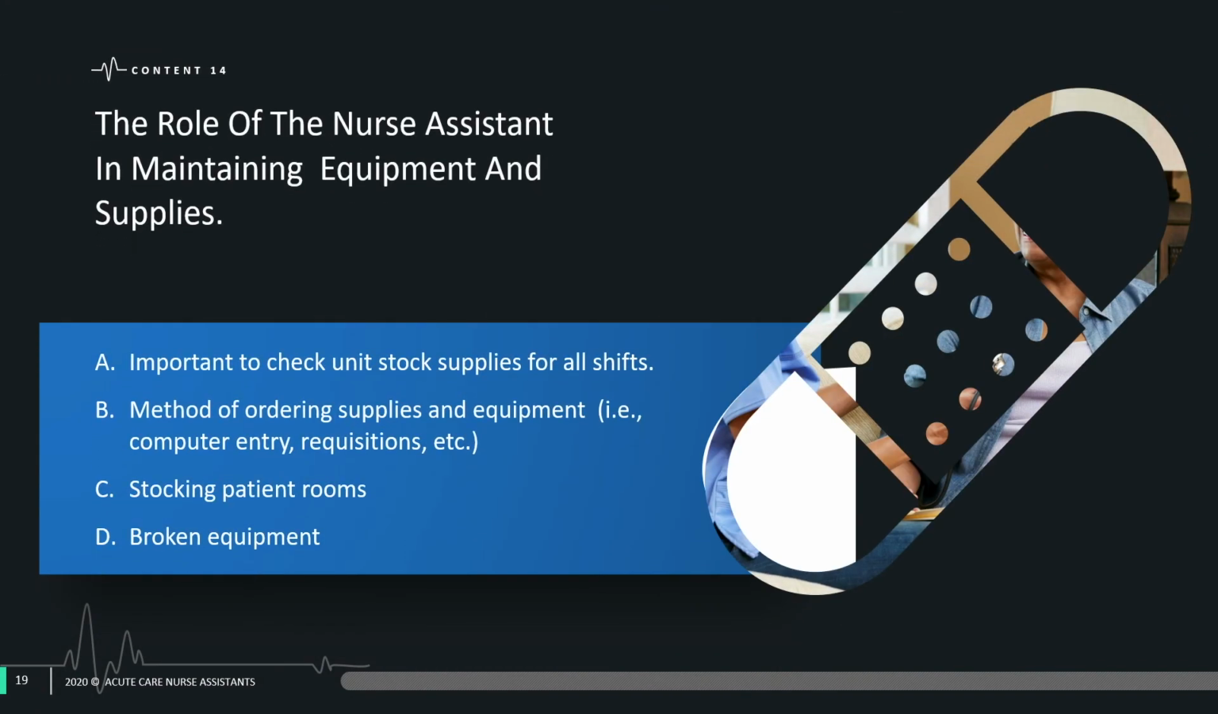Content 14. The role of the nurse assistant in maintaining equipment and supplies. A. Important to check unit stock supplies for all shifts. B. Method of ordering supplies and equipment, such as computer entry, requisitions, etc. C. Stocking patients' rooms. And D. Broken equipment.